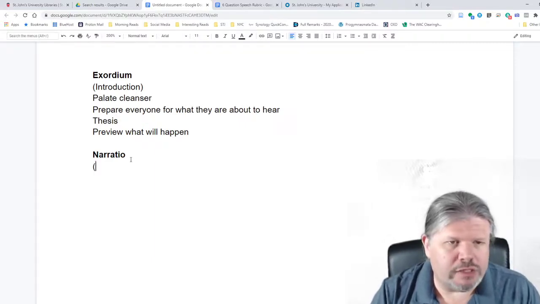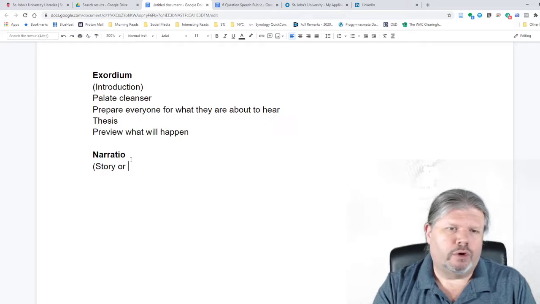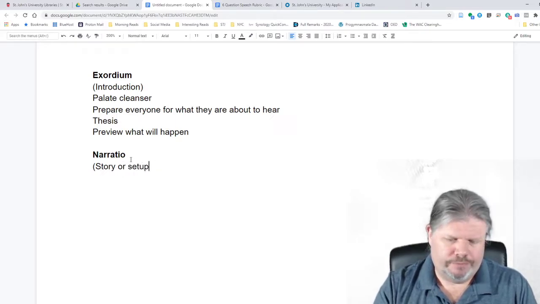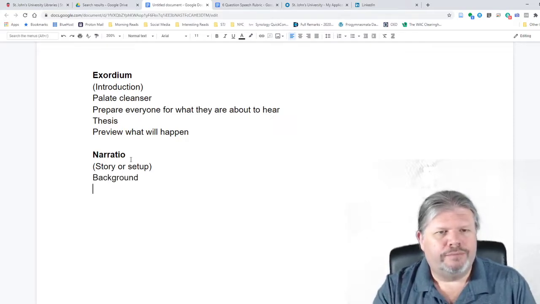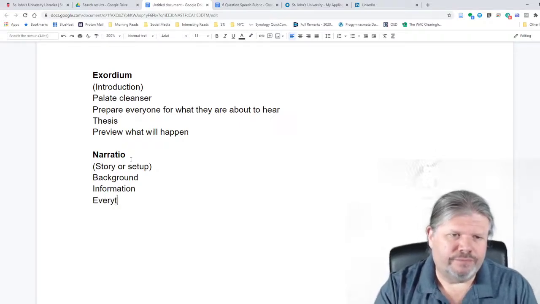So narratio is the story or the setup. What do you do in a narratio? This is where you give kind of the background, the information, and everything that is leading up to.